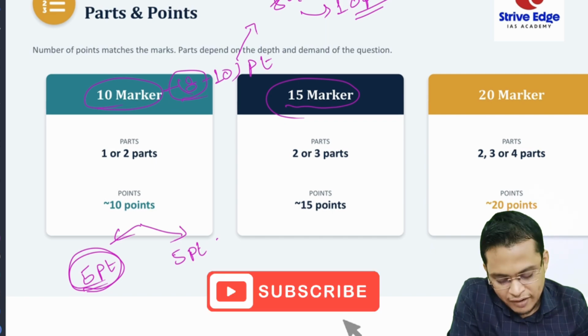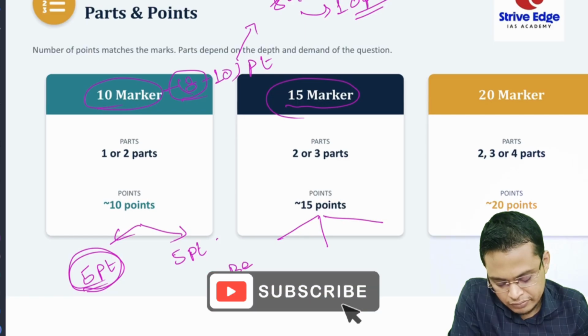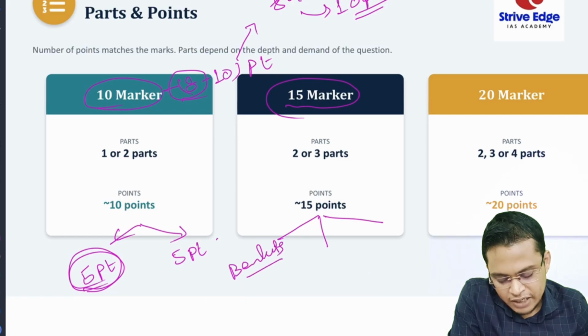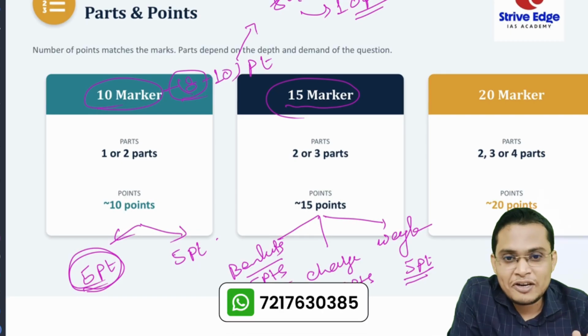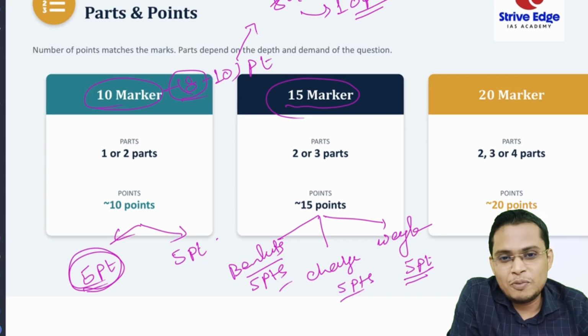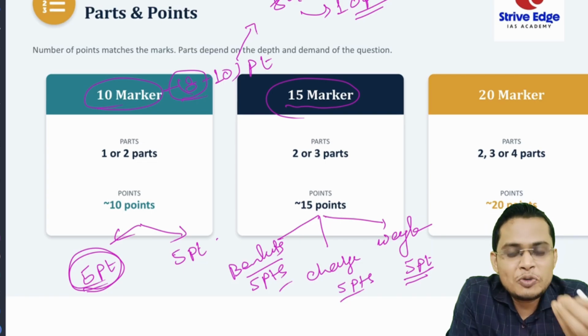So you have to divide the question into three parts. In the first part you have to talk about benefits, then you have to talk about challenges, then you have to talk about the way forward. If you are writing 5 points here, 5 points here and 5 points here, you are getting 15 points. If you are writing like that, no one will ever dare to reduce your marks. And if your handwriting is a little bit legible, and I am going to tell you how you can write a very good answer.